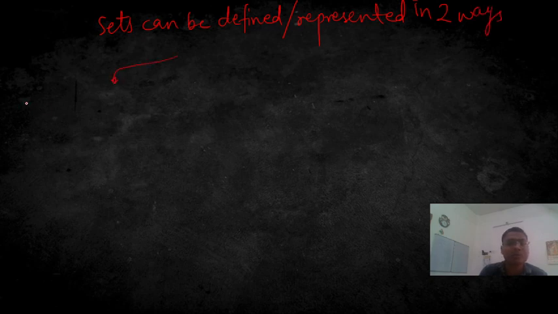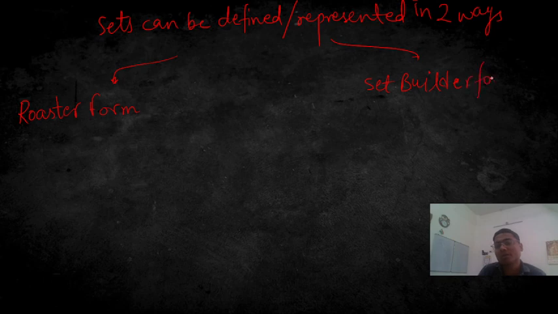By this definition, by this property, sets can be defined or represented in 2 ways. What are those 2 ways? The first one is roster form, and the second one is set builder form. So what is roster form and what is set builder form?